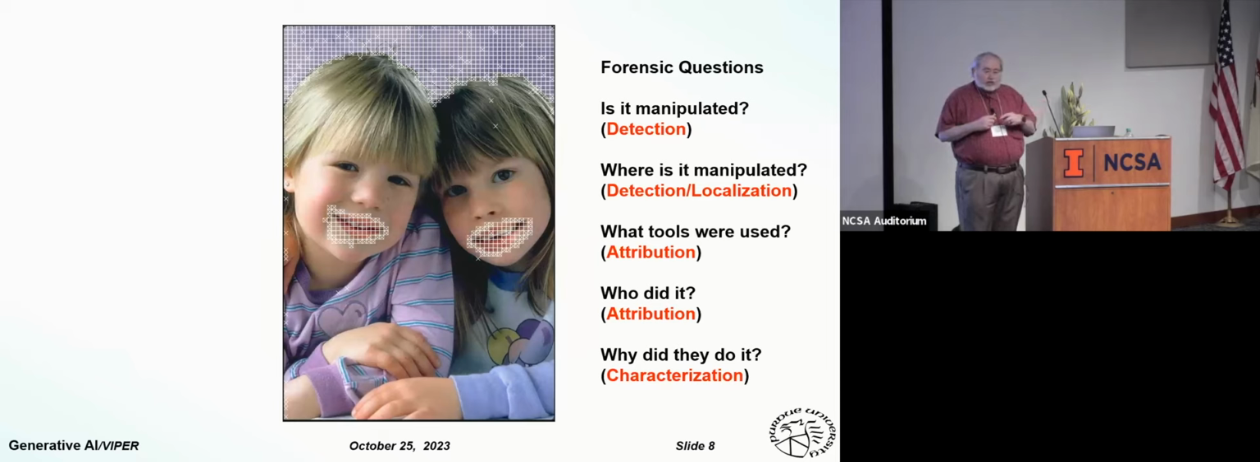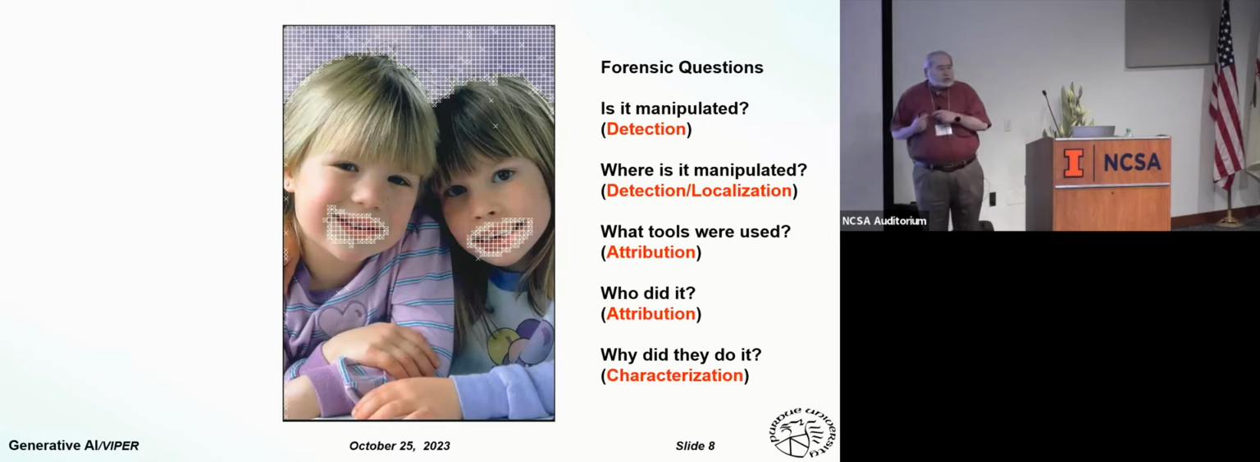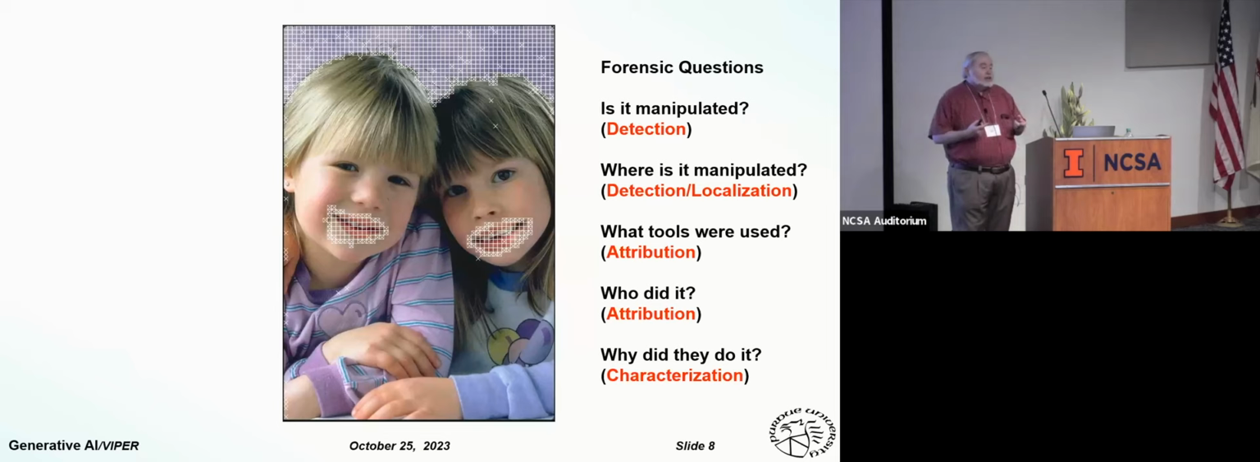And the first question is, is this media element manipulated? That's the so-called detection problem. Where is it manipulated? This is sort of the detection localization problem. You see some false alarms, but I mainly got the lips pretty well nailed. What tools were used to manipulate the media or create it? In other words, if this was solely created media, was this generated by StyleGAN? Was it generated by one of the diffusion models? This is the attribution problem.